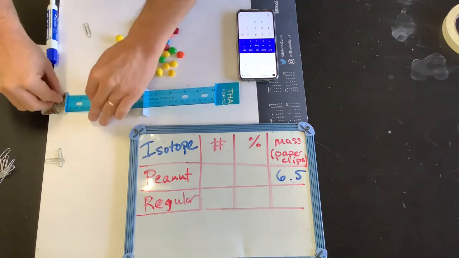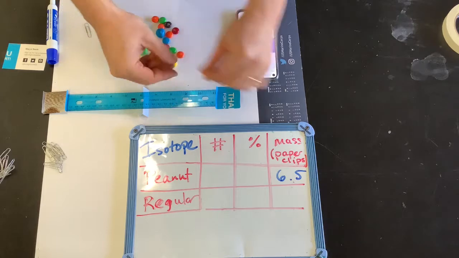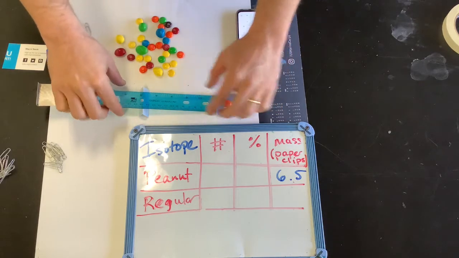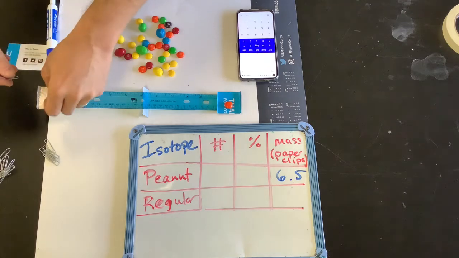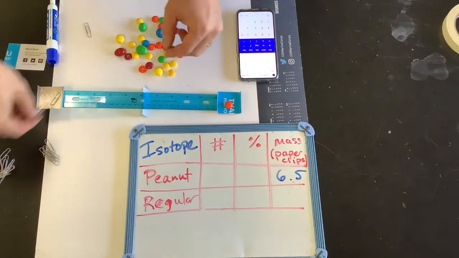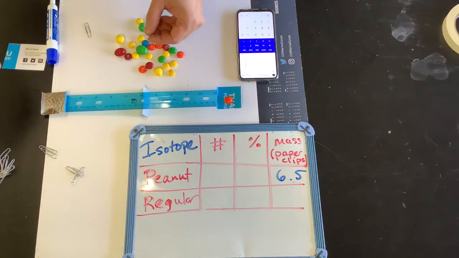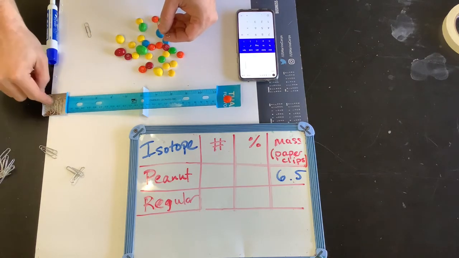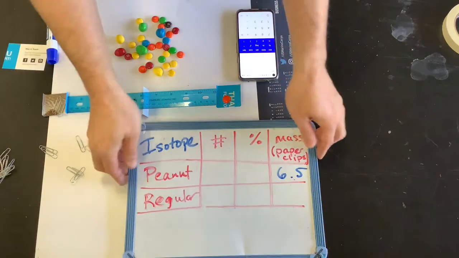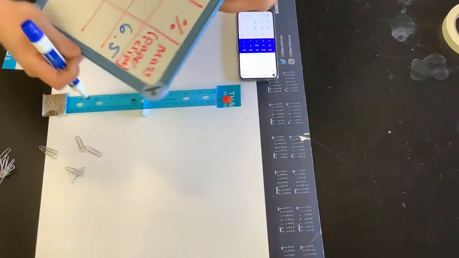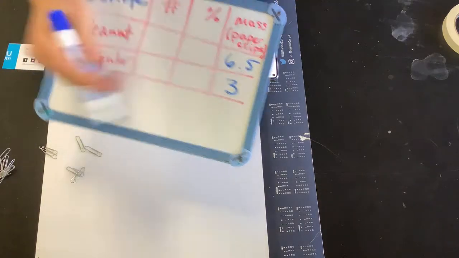Let's get a regular M&M. Close. All right, so here you go, regular M&M. 1, 2, 3. Let's just round that one. It's closer to 3 than 2.5. So just to make it a little easier, we'll say that the regular one weighs 3 paper clips. Okay, so these are their masses.